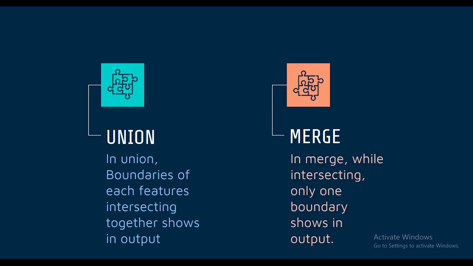Although union and merge sound kind of the same, there are some differences. In union, boundaries of each of the intersecting features show in the output. But in merge, while intersecting, only one boundary at a time shows in the output.